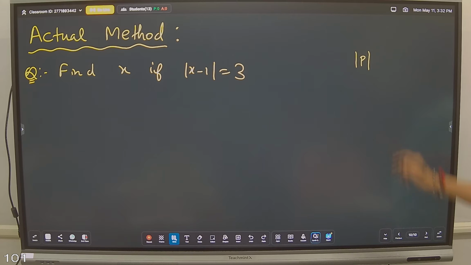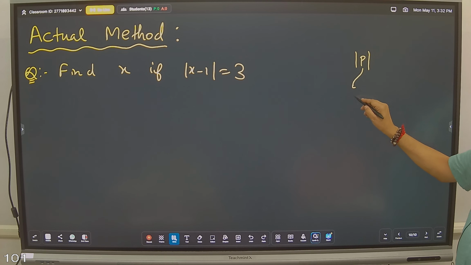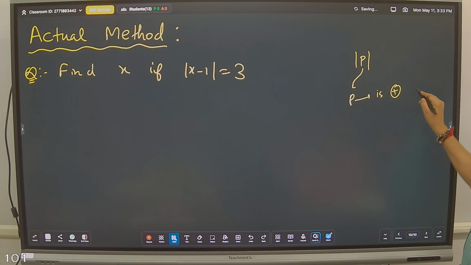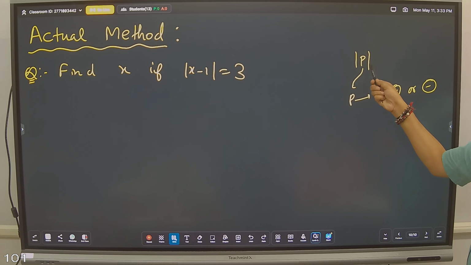Listen, very important. This mod says, I will leave P immediately if P is positive. I will leave the P but with the minus sign if P is negative. Yes or no? It means mod depends on two behaviors: P is positive or negative. Yes or no? Means, you can remove the mod only if you know about the sign of P.